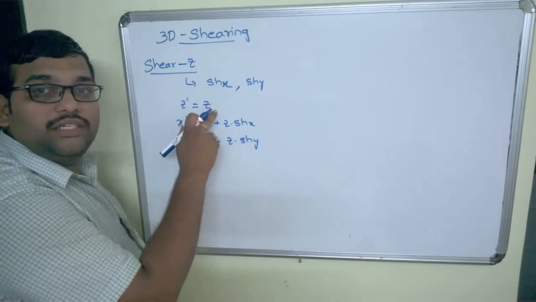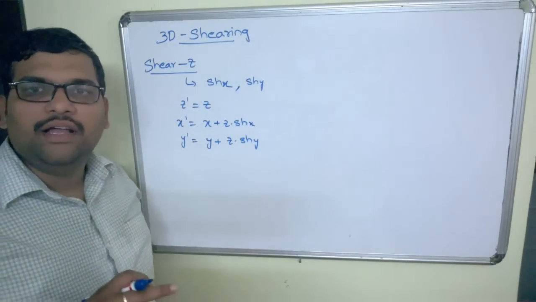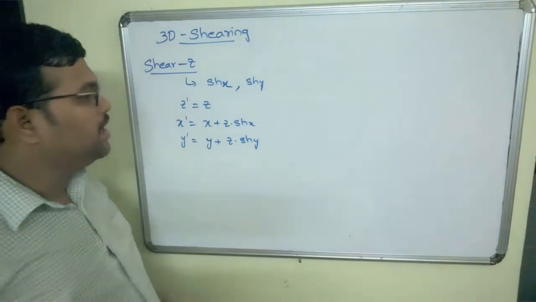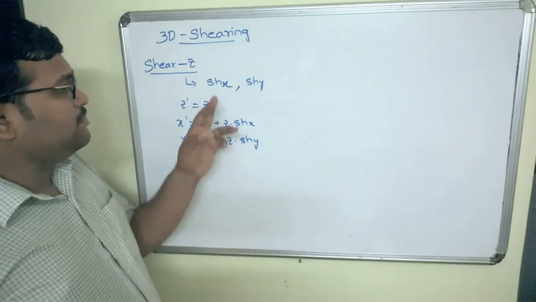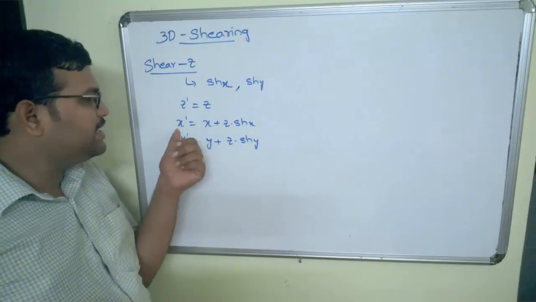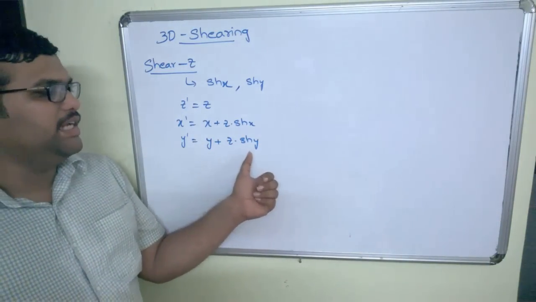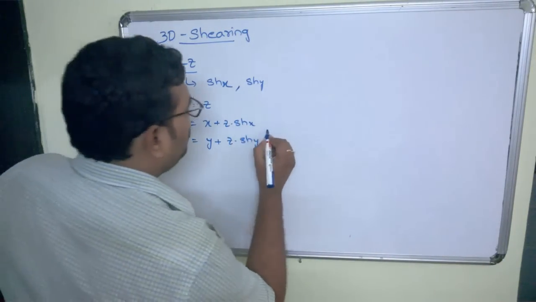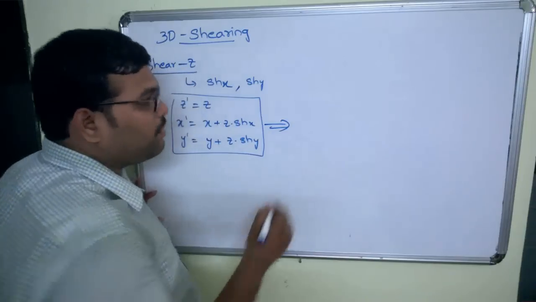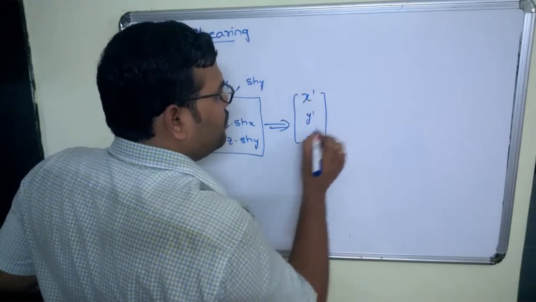So z will be no change. So similar to our two-dimensional shearing. So there also in x shear, x will not change. Only the y coordinate will be changed. Here also, shear with respect to z axis, so z dash is equal to z and x dash is equal to x plus z into shx. y dash is equal to y plus z into shy. So this is the formula to find the new coordinates. We need to represent it in a matrix format, that is x dash, y dash, z dash is equal to.